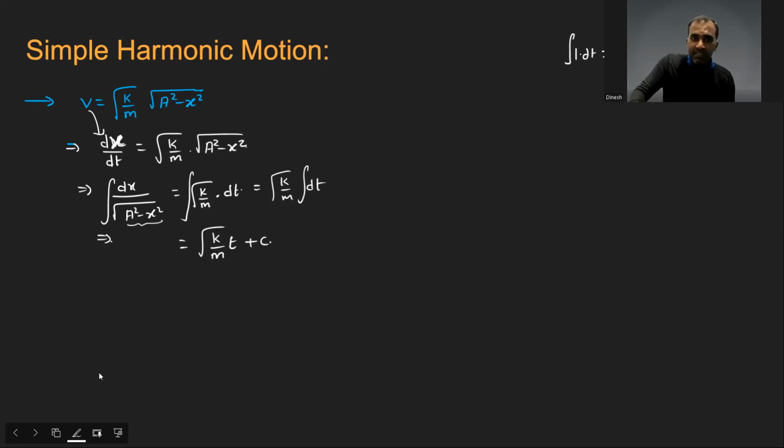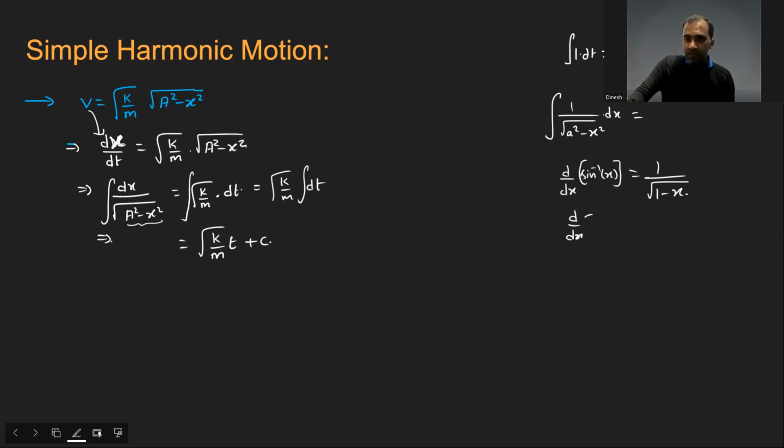On the right hand side, we have done the integration. On the left hand side, are you familiar with this, 1 by root of a square minus x square? Do you remember this result? Or I'll ask the other way: what is the differentiation of sine inverse of x? If you remember differentiation or integration, both are fine. Differentiation of sine inverse of x by a is 1 by root of a square minus x square. So if you differentiate sine inverse of x by a, you get 1 by root of a square minus x square. So if you integrate that, you get sine inverse of x by a.